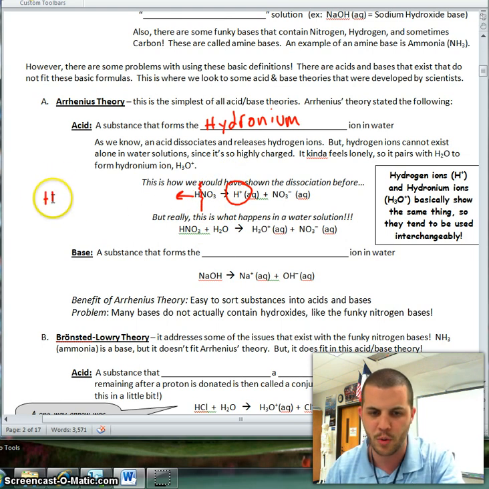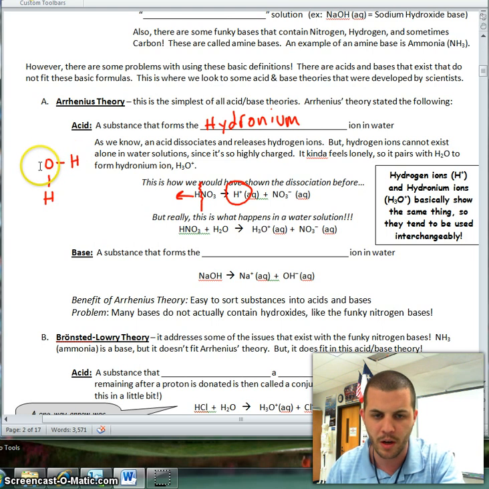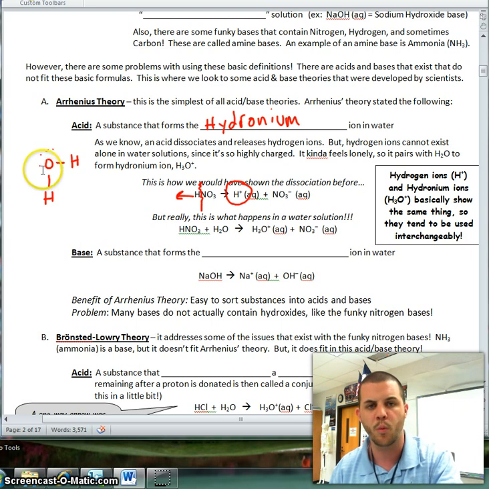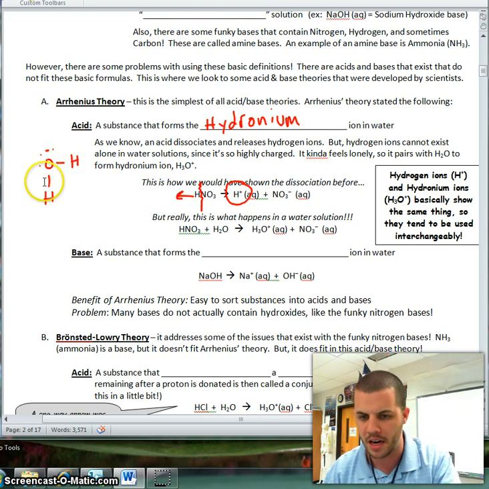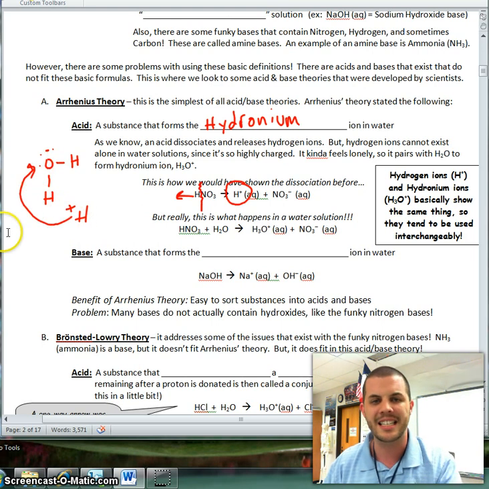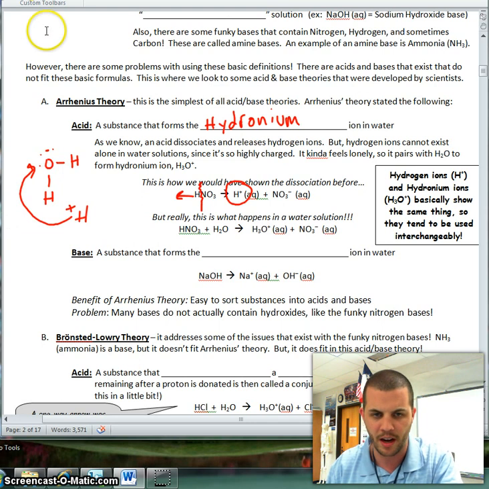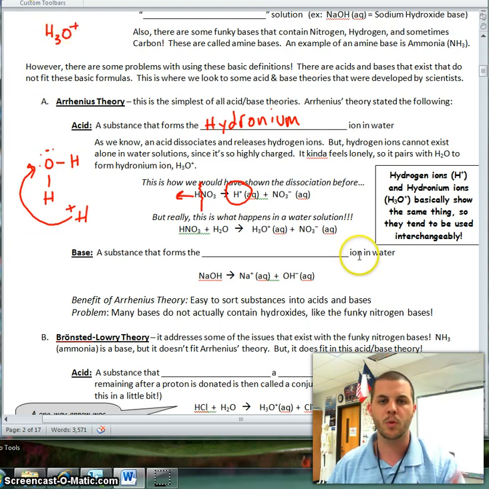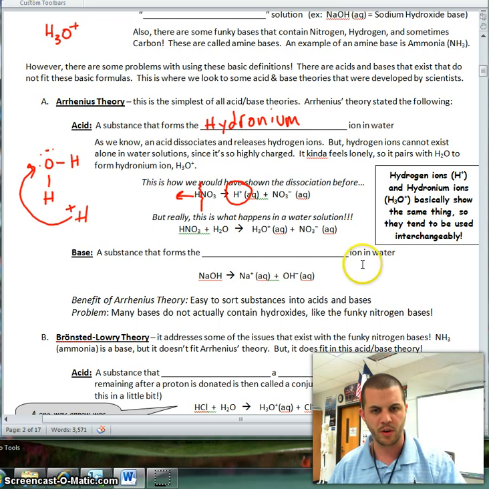If we have an H2O molecule, here goes our H2O, here's my Lewis dot structure. I've got this unshared pair here, and this unshared pair here. What's going to happen is the H plus ion is going to swim over, find this unshared pair, and stick itself to that, and that's what gives us the hydronium ion, which looks like this, H3O plus.